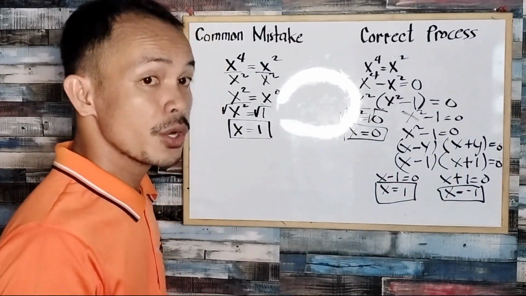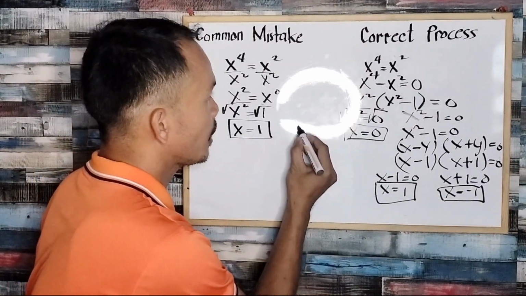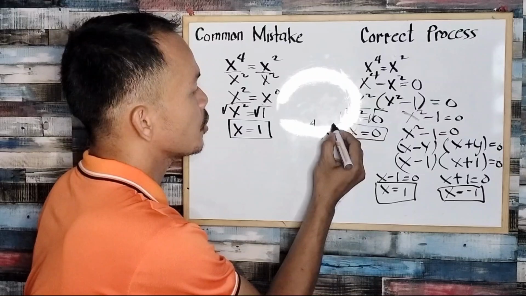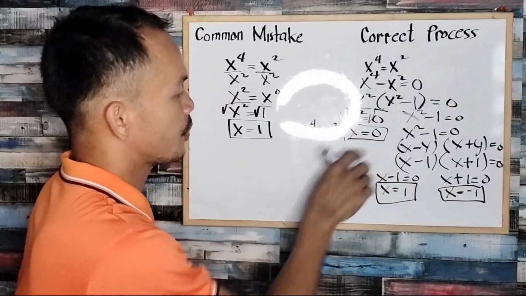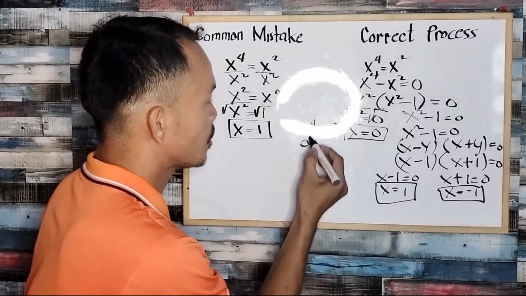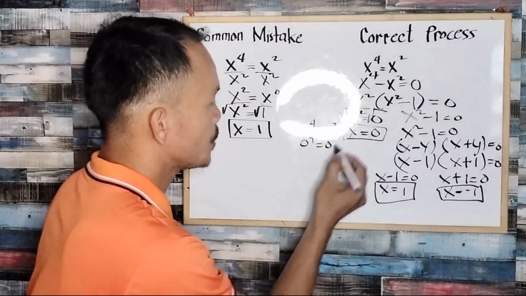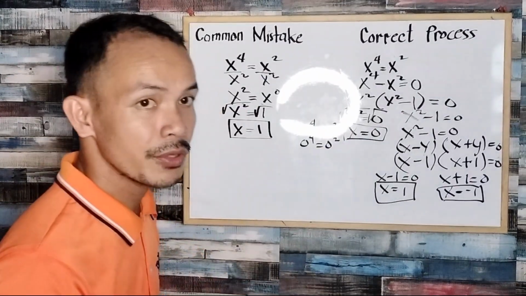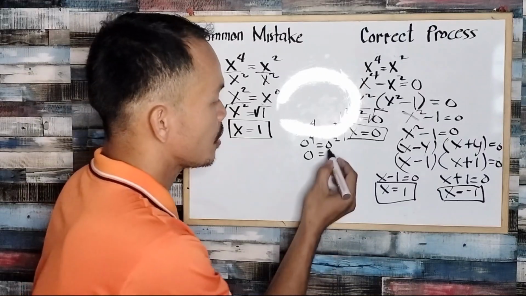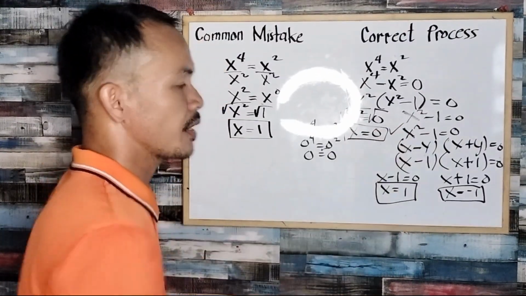squared. So let us check if this is correct. So we have here x to the power of 4 is equal to x to the power of 2. Let's have 0 first. So we're gonna replace x by 0. So that is 0 to the power of 4 is equal to 0 to the power of 2. And 0 raised to the power of 4, that is equal to 0. And 0 raised to the power of 2, that is equal to 0. So that is correct. So the first solution is correct.